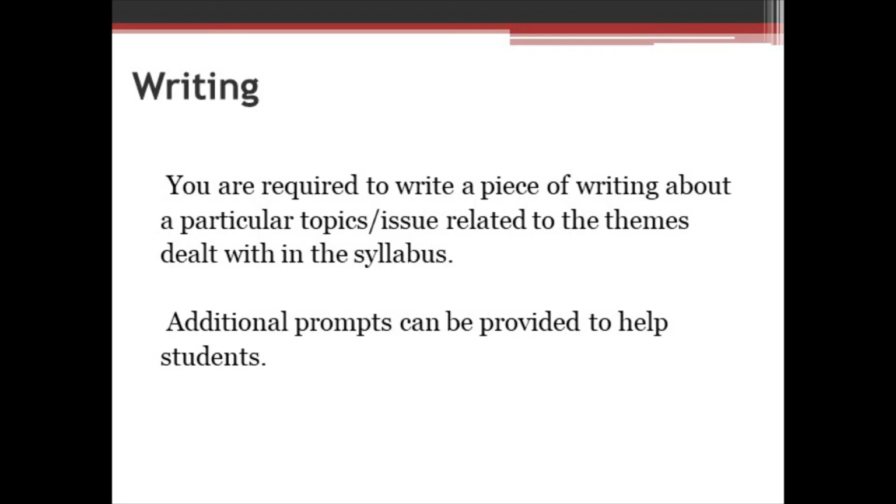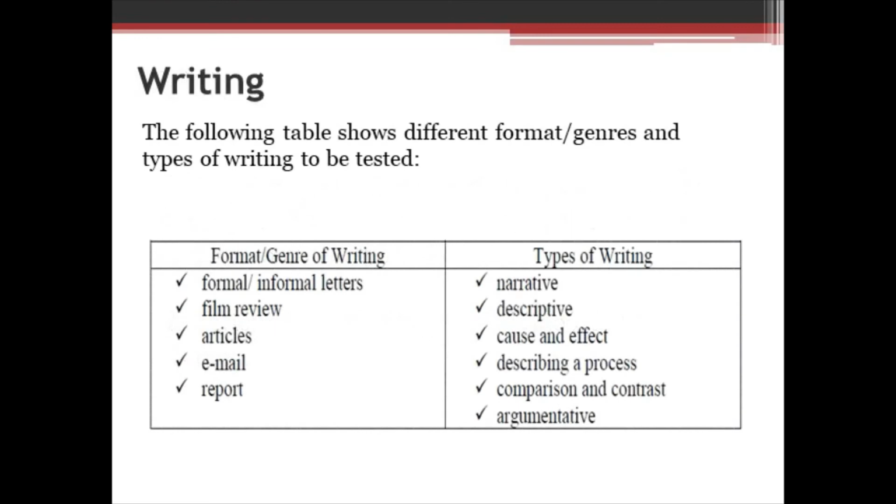Okay, here we have a table that shows different formats or genres and types of writing to be tested. Format, genre of writing: we have formal and informal letters, film review, articles, email, and report. For the types of writing, we have narrative, descriptive, cause and effect, describing a process, comparison and contrast, and argumentative writing.